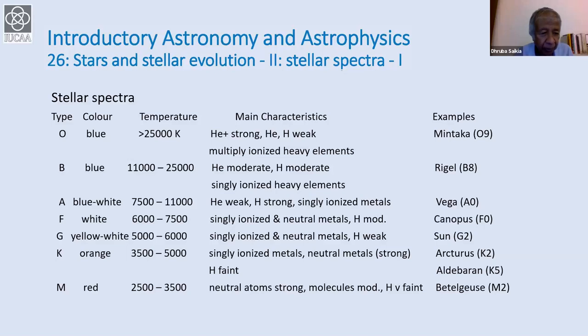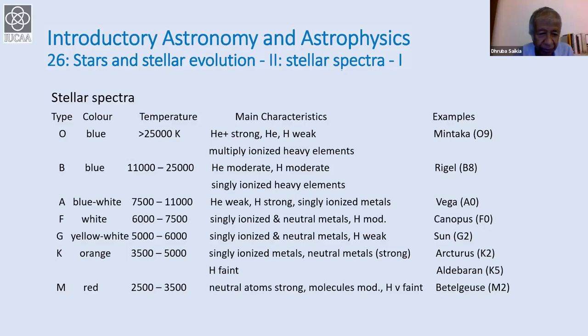As you keep going lower, A, blue-white, 7,500 to 11,000. Helium gets weaker. And as we just saw, hydrogen gets stronger. You can also get singly ionized metals. Vega is an example. F-type, more whitish. Singly ionized and neutral metals. Hydrogen, moderate, but you can see that it was weaker than the A-type star, which is Vega.